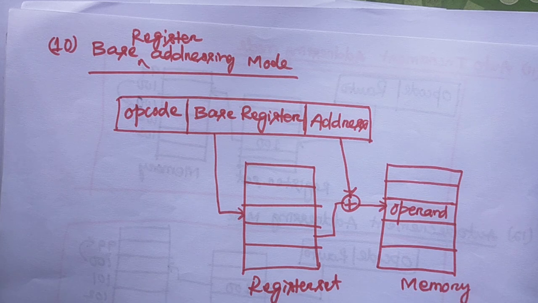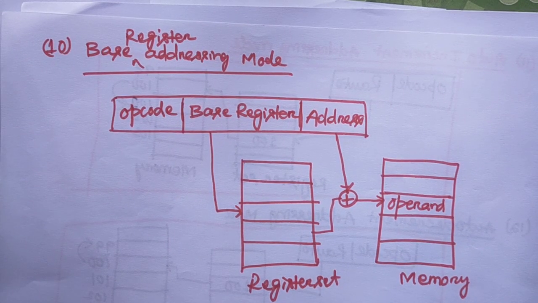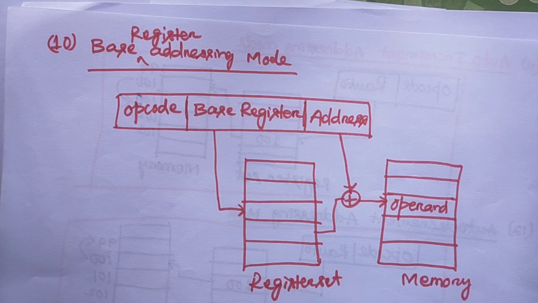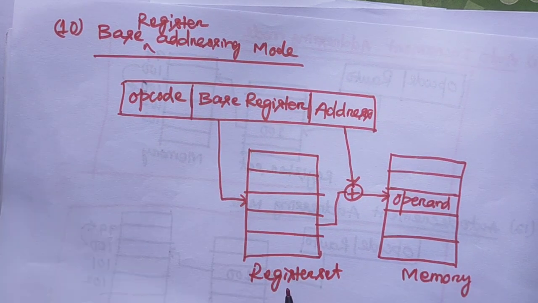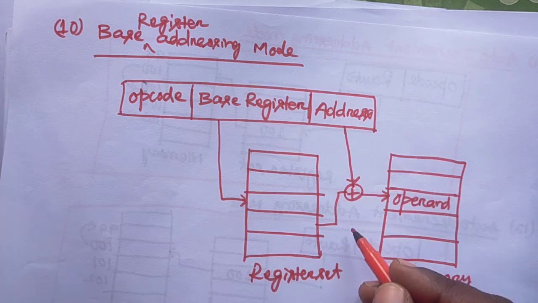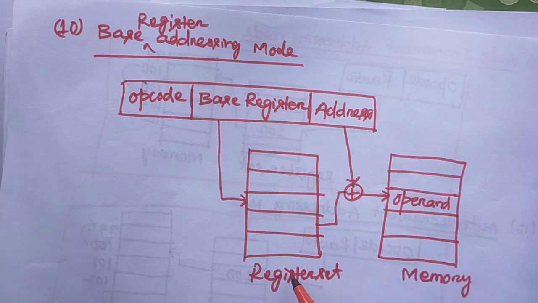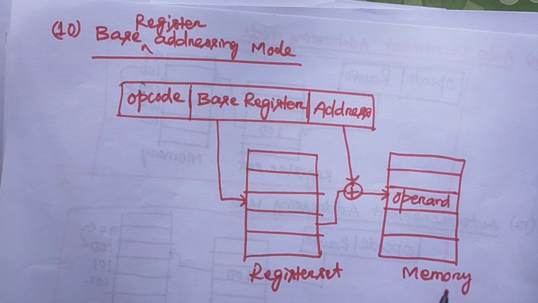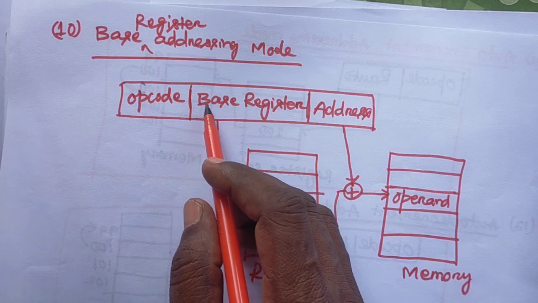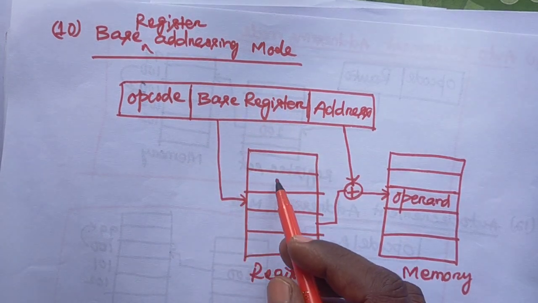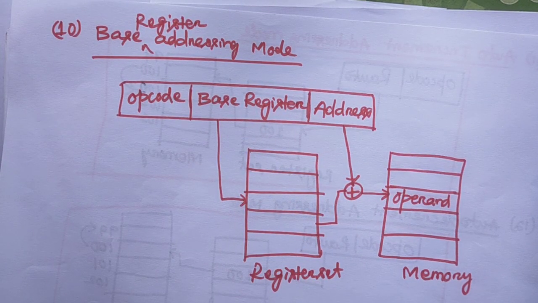So in this case, the effective address of the operand can be found by adding the value of the base register. We add the value of the base register, and then we can define the effective address. The instruction has an address part, and with the base register it identifies the data in memory. In the previous case we defined the index address; here we use the base address.